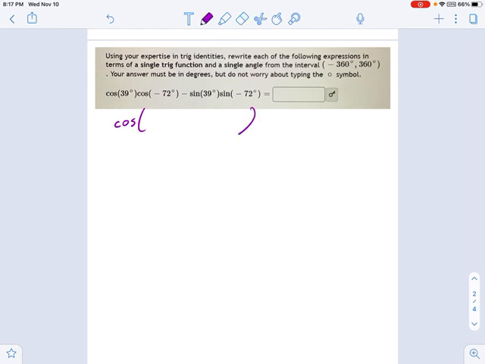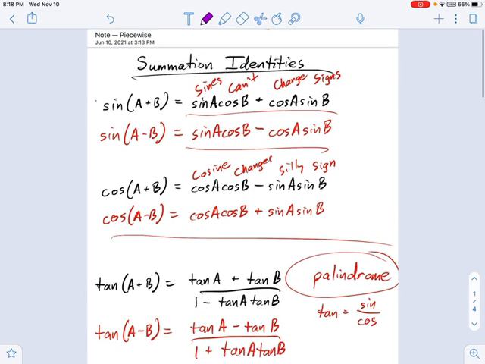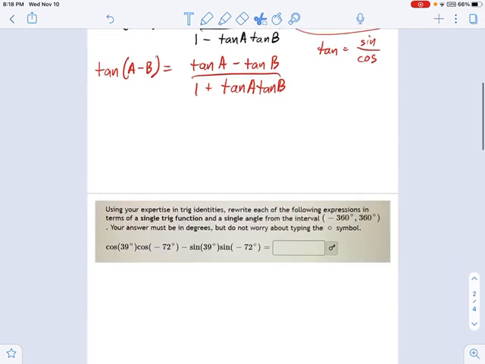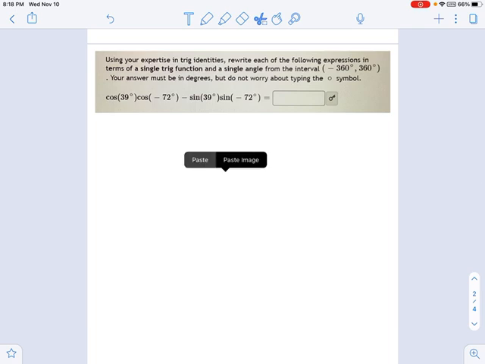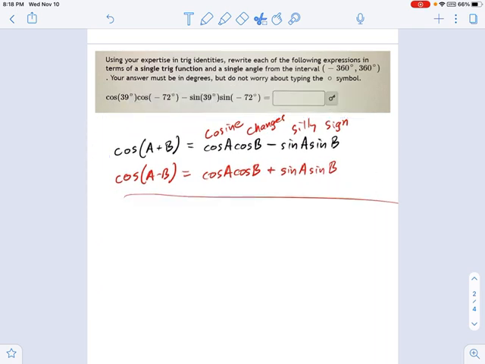I'm going to give myself more space. So cosine, you know what? Let me put that actual identity here. Let's grab this guy. It's going to be one of these. So you come over here. I'm going to use you. So cosine changes the silly sign.